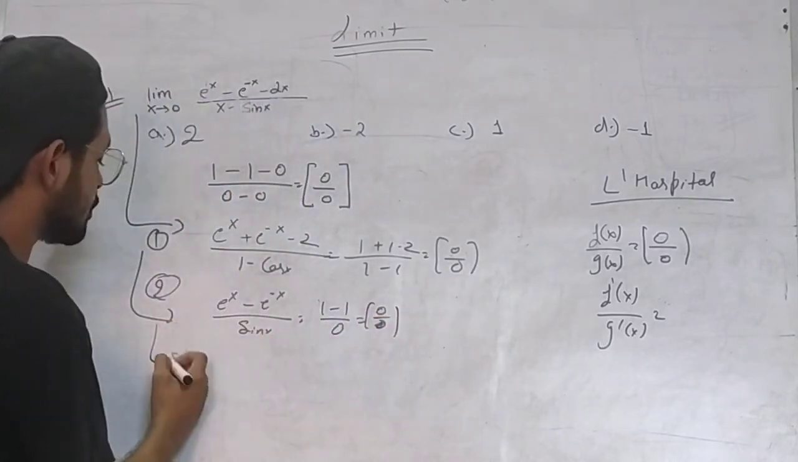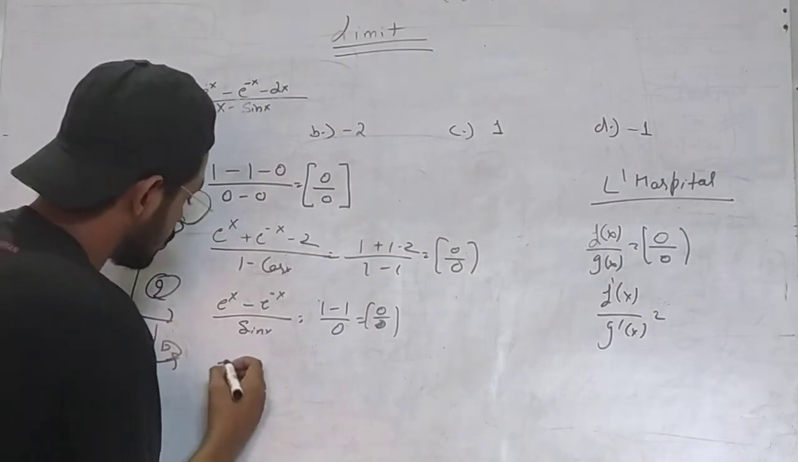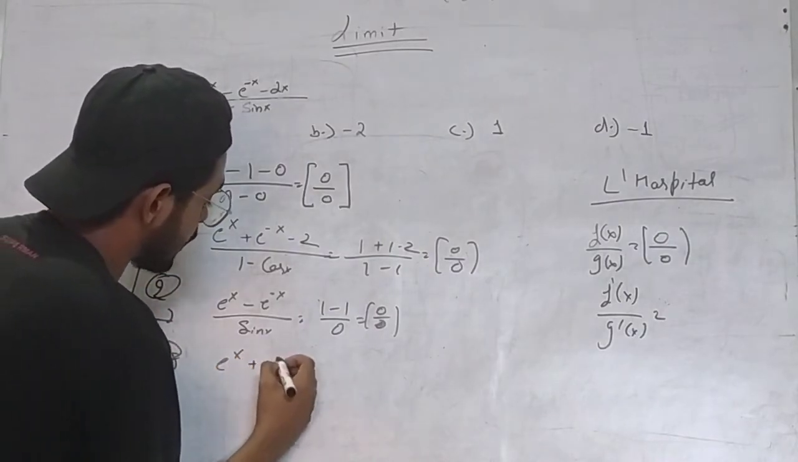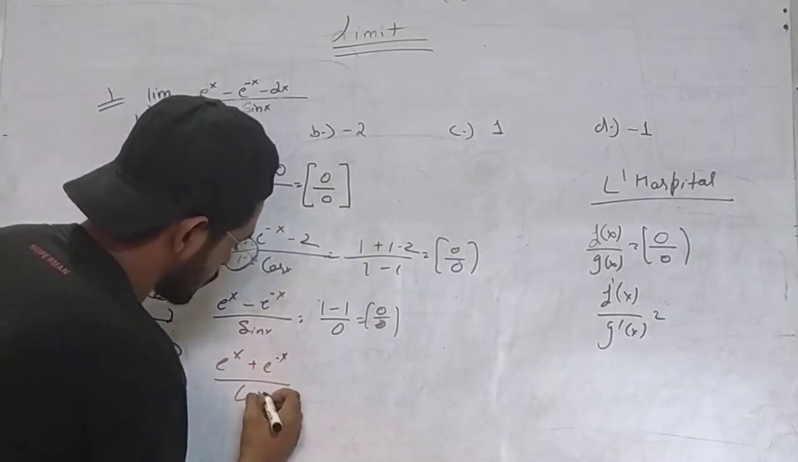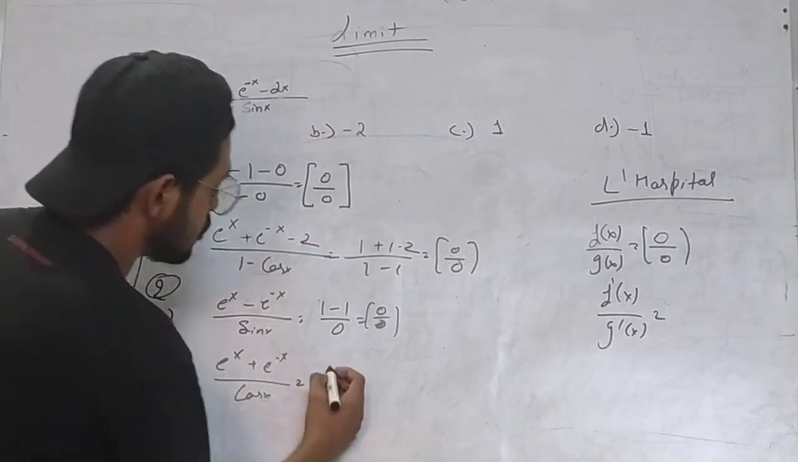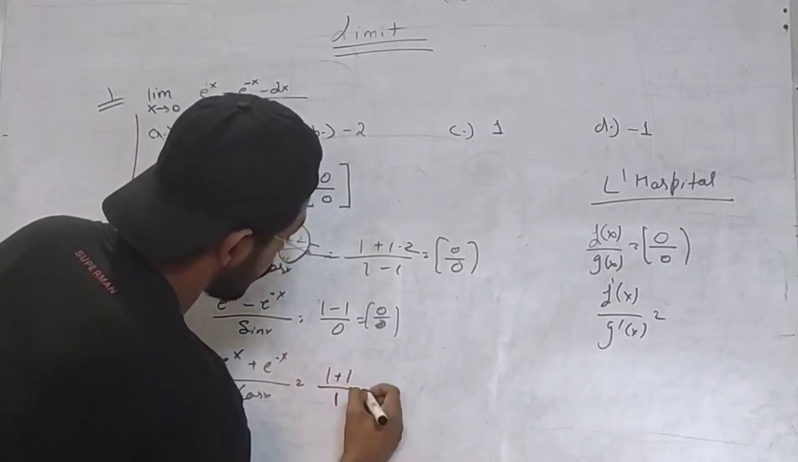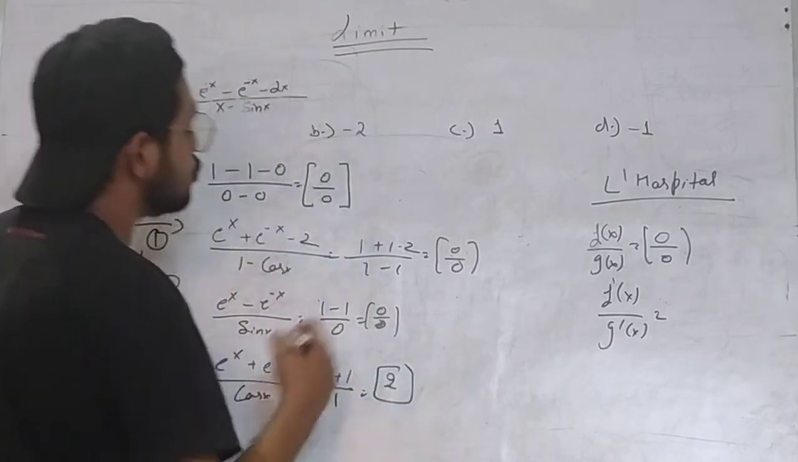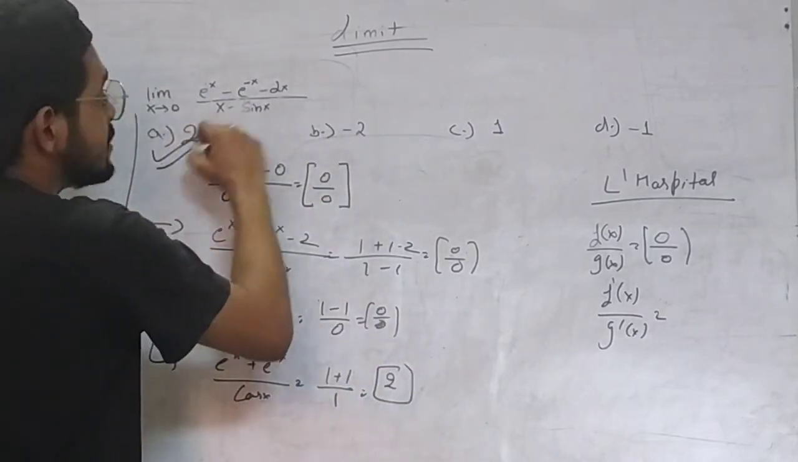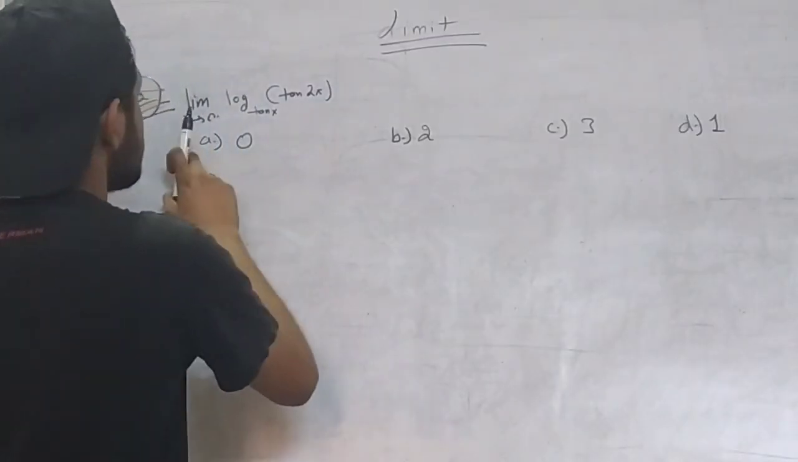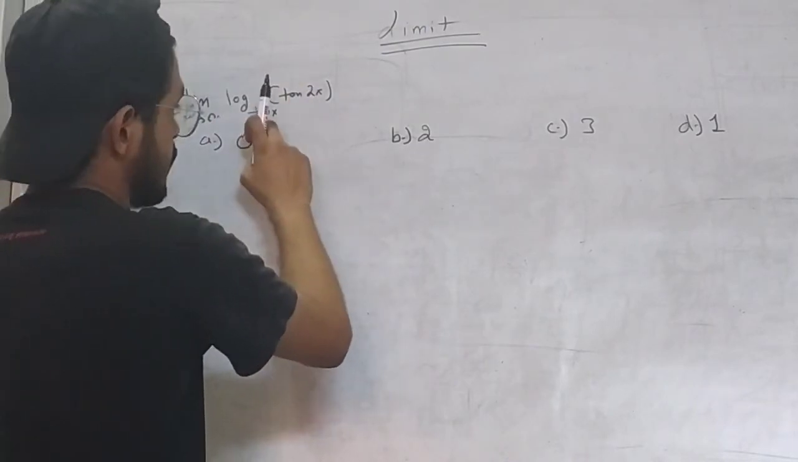Again we have to differentiate it. So now e to the power x plus e to the power minus x upon cos x. If you apply the limit here, this is 1 plus 1 upon 1, so you will get 2. So 2 is the right answer. The next question we have: limit x tends to 0 of log to the base 10x of log 10 to x.